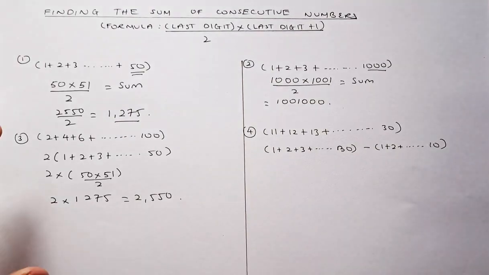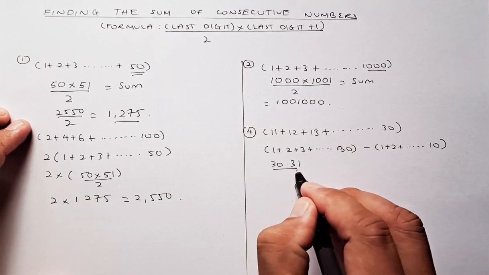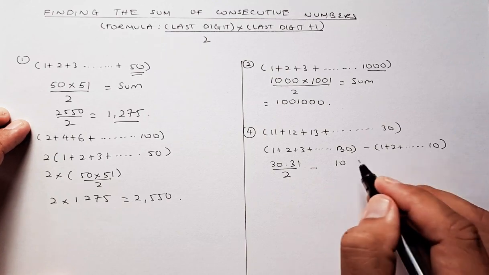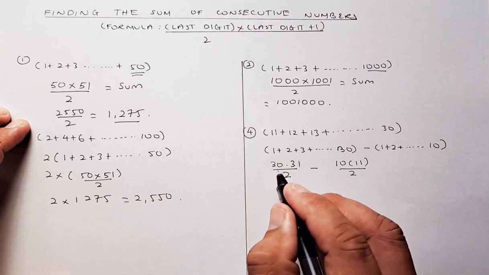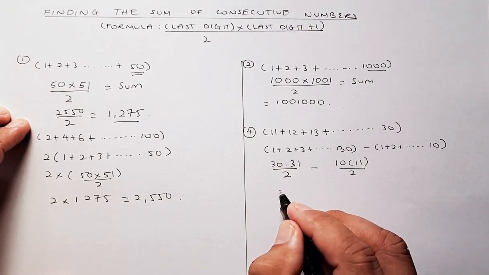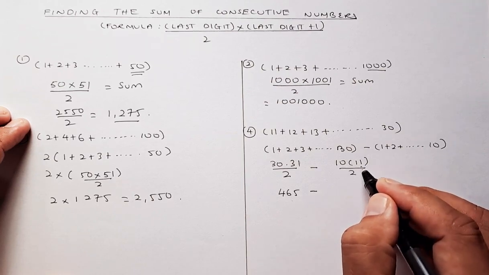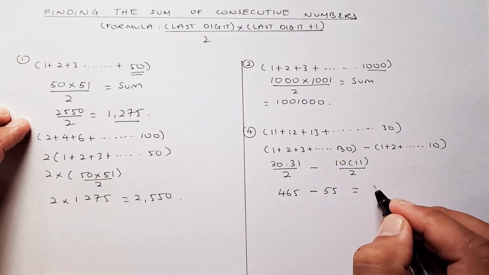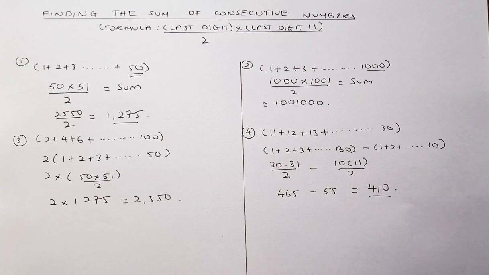Now we're going to calculate 1 to 30. That's 30 times 31 divided by 2, and then you minus 1 to 10, which is 10 times 11 divided by 2. Using the calculator, 30 times 31 divided by 2 is 465. And you minus 10 times 11 divided by 2, which is 55. And the answer is 410. So that is how you find the sum of consecutive numbers.